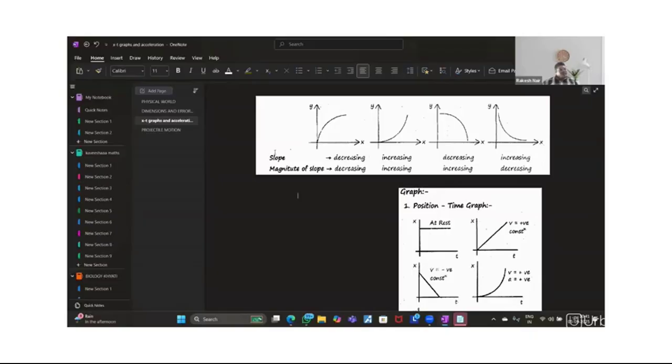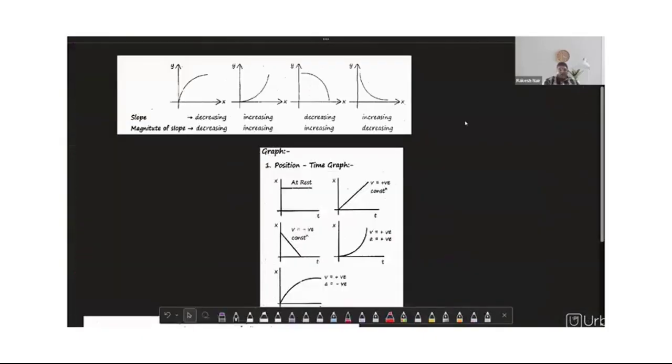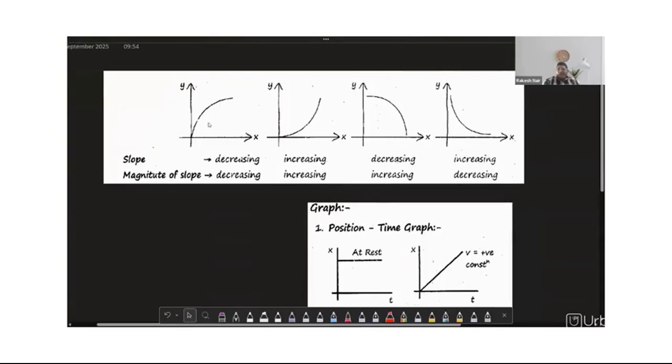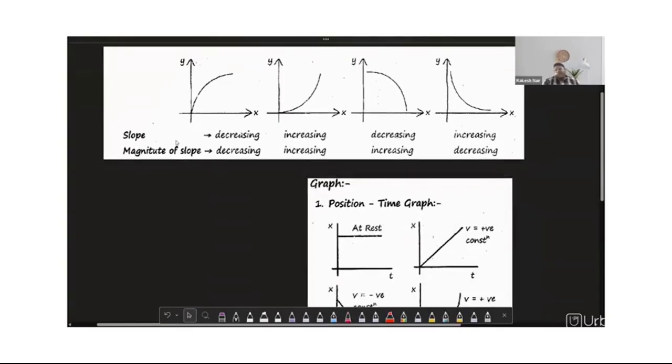Hello students, welcome to today's session on position and time graph, which is straight from the unit of motion in 1D, motion in one dimension. This particular topic marks the end of the chapter. I would just like to give you a brief of the graphs which we will be considering in this chapter, the various kinds of slopes and how the magnitude of slopes varies.